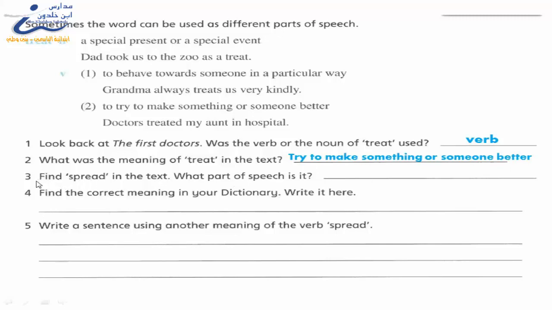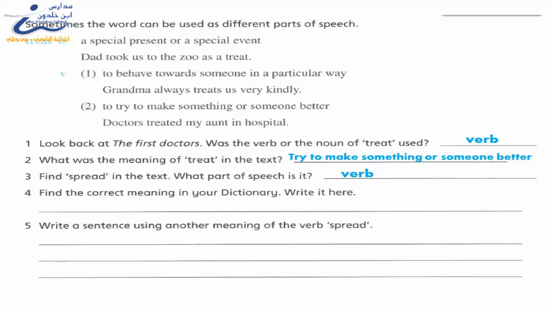Number 3. The word spread. Find spread in the text. What part of speech is it? You can go back now to your class book, the first doctors, which is the first lesson on unit 9. Try to find the word spread and tell me what part of speech is it. Correct. It's a verb.